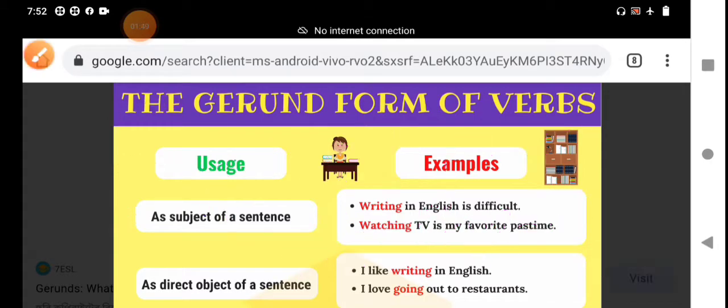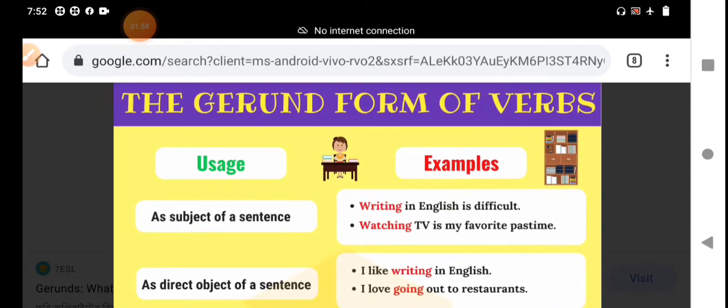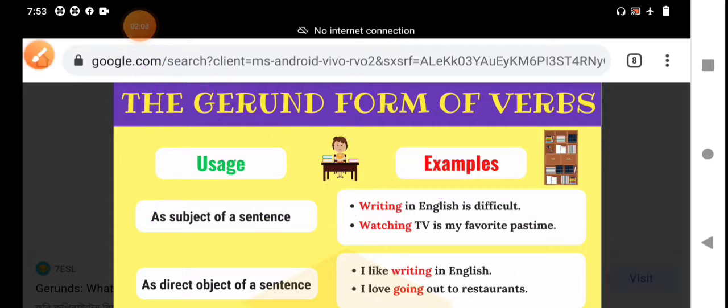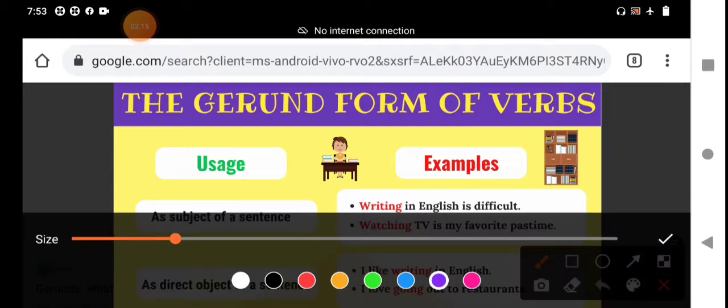And my dear students, what is gerund? It is a grammatical terminology in English grammar. We should understand the meaning, the definition of the gerund, and I will explain it to you very clearly.